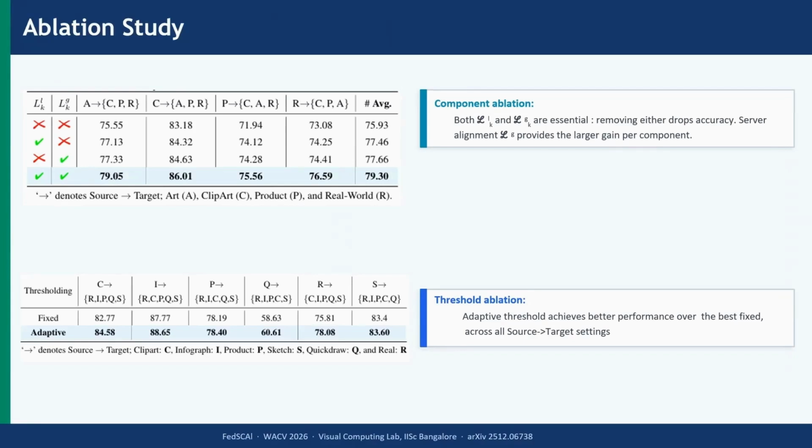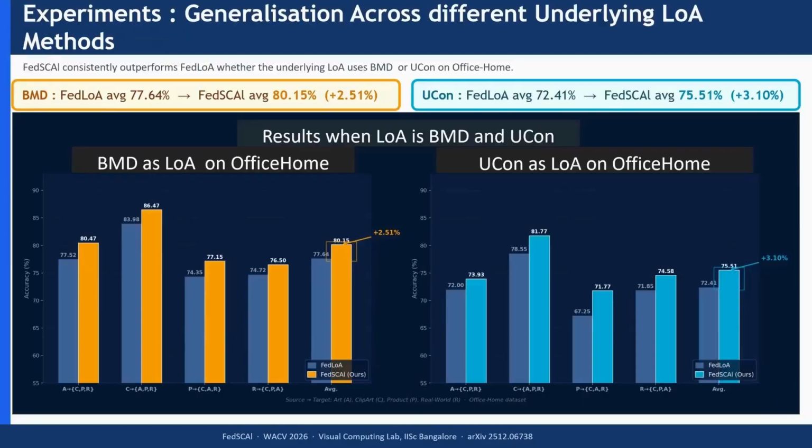Next, I present an ablation study, as there are two parts in our SCAl objective. One is the client alignment loss, and the other is the server alignment loss. If you remove both, it's basically Fed LOA. And you can see that if you remove even one, the accuracy goes down, showing that both components of SCAl are essential and help in improving the alignment and curbing the client drift. Additionally, we show the importance of the adaptive threshold. We see that the adaptive threshold improves performance on top of the SCAl loss.